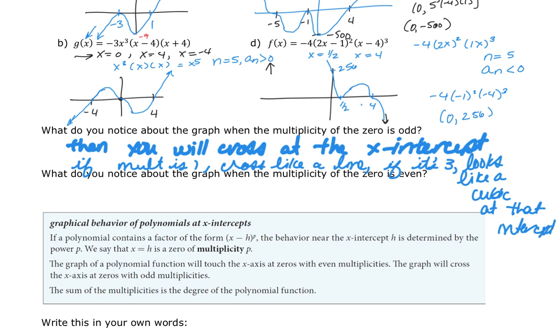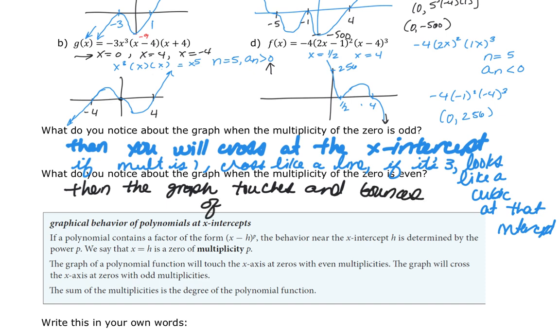And etc. And you can see from my graphs that when the multiplicity is even, then the graph touches and bounces off. You can see here, this was a cubic, and so it kind of had that little horizontal slide there. You can see this was squared, the multiplicity was 2, so we touched and bounced. And this multiplicity was 1, so I kind of did a 1.